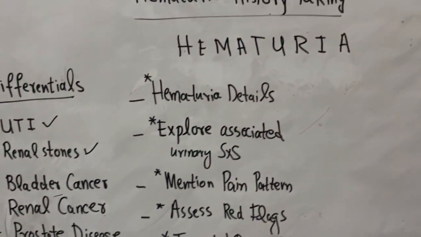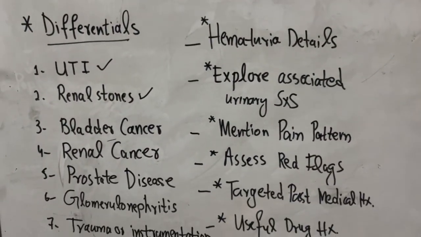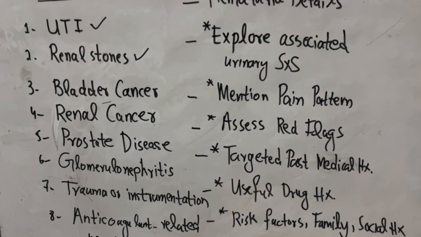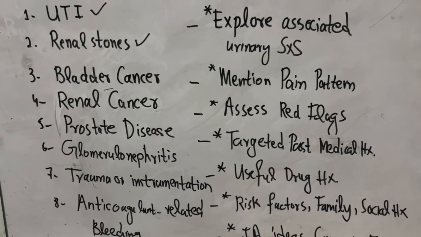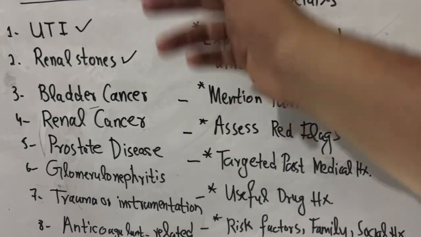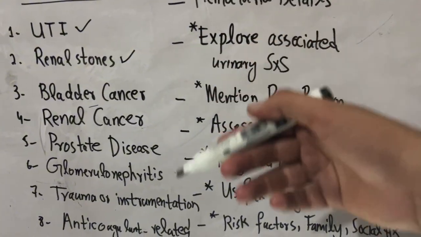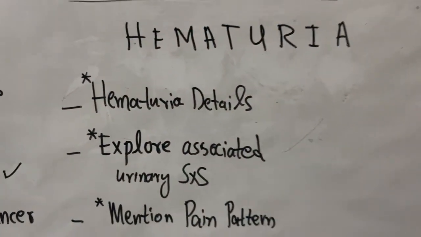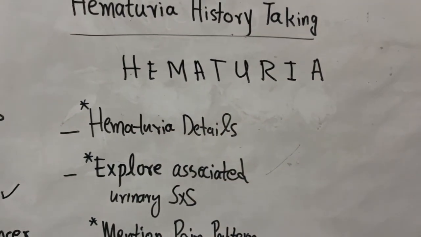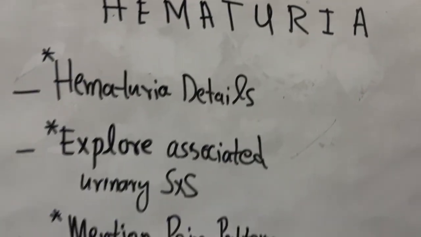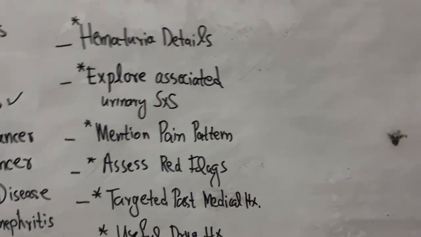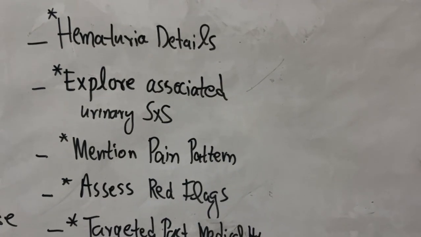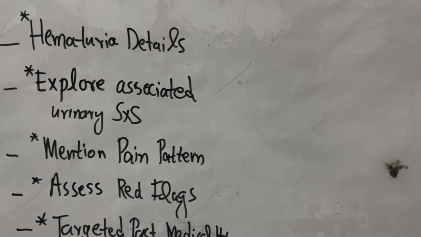So while taking a hematuria history, we should think about these diagnoses, and we should ask questions about these differentials to narrow our diagnosis and to rule out the differentials. So we can use this acronym, HEMATURIA. First, in the hematuria history taking, we will ask about hematuria details, and in the details, we will be asking about the onset.